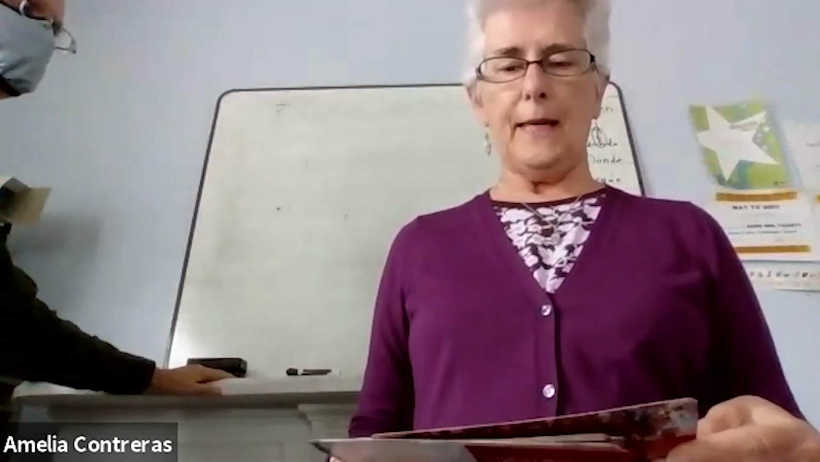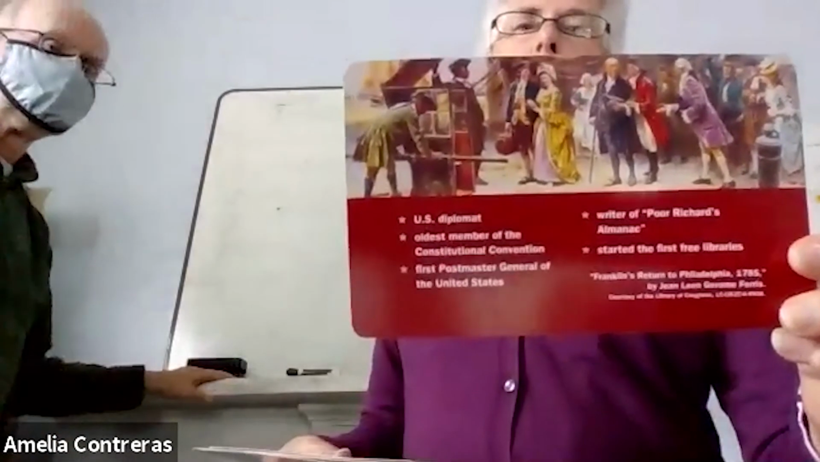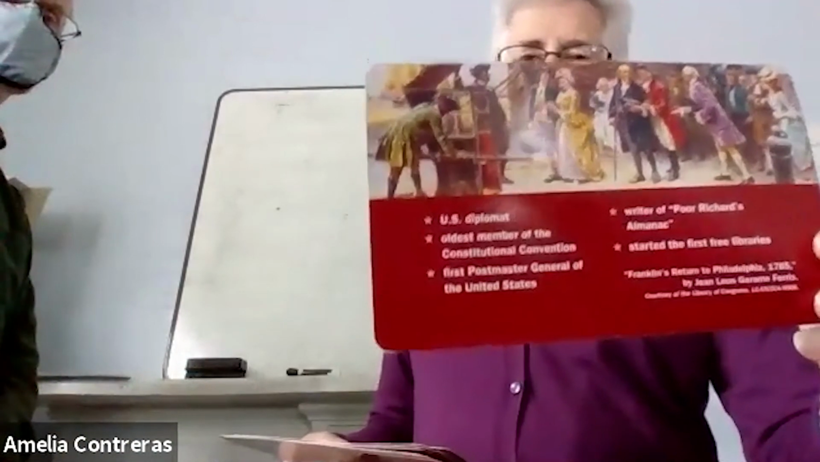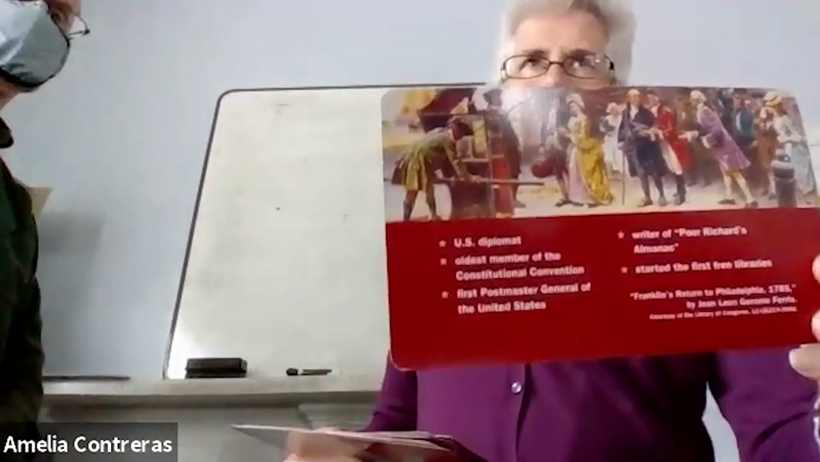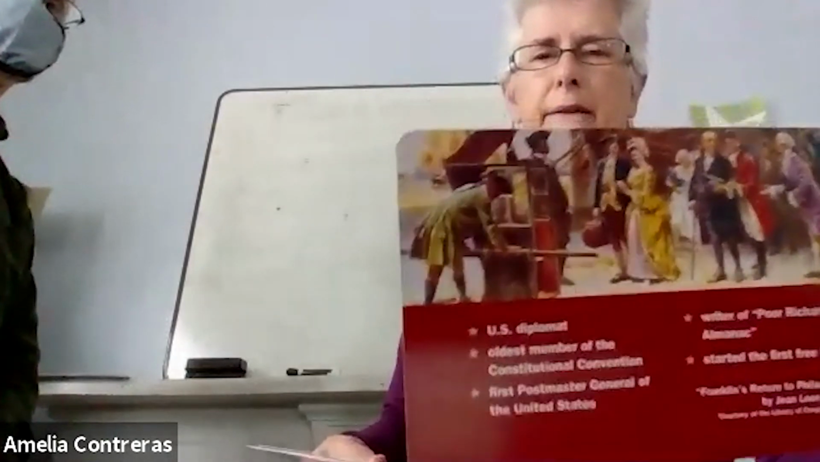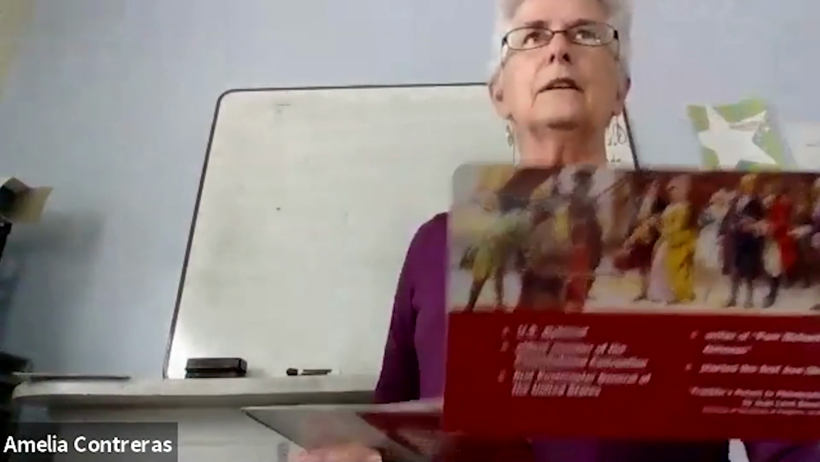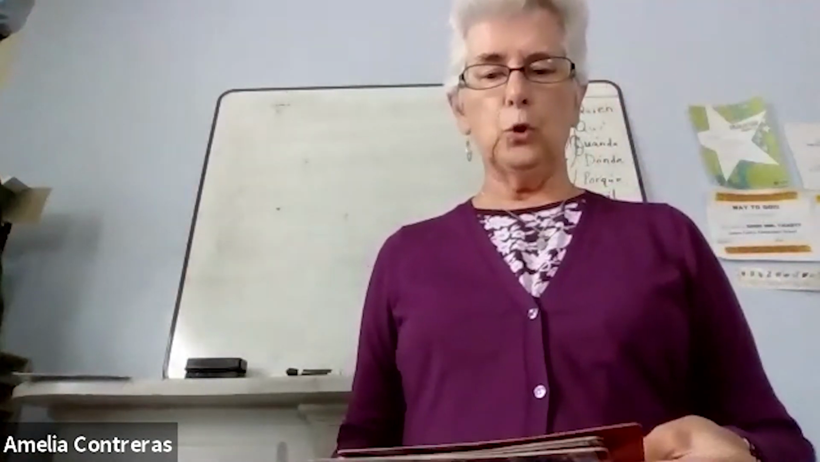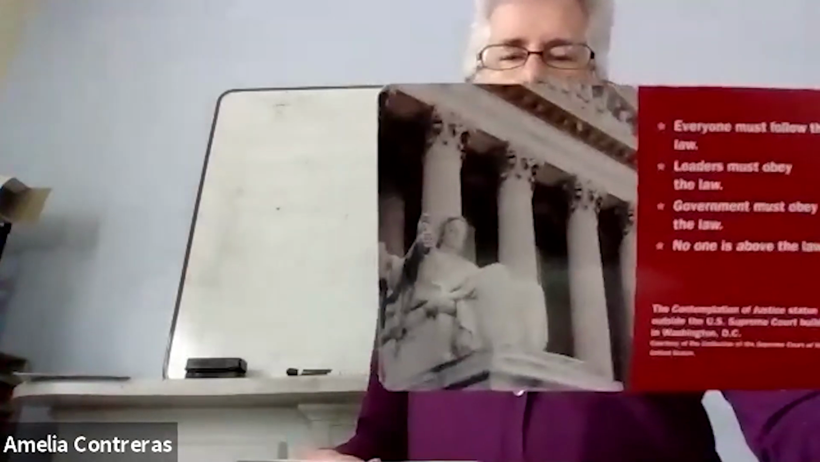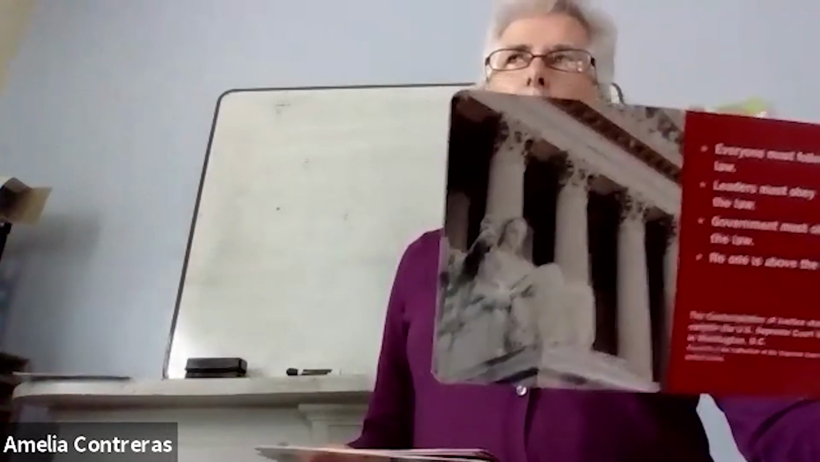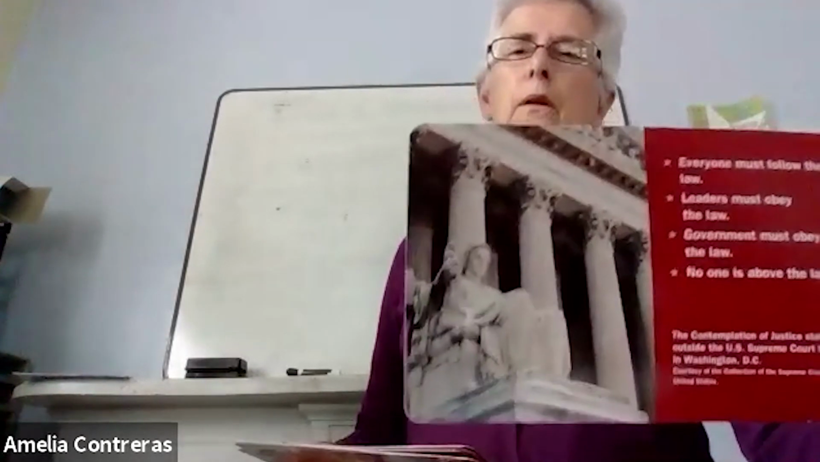What is one thing Benjamin Franklin is famous for? U.S. diplomat, oldest member of the Constitutional Convention, first Postmaster General of the United States, writer of Poor Richard's Almanac, started the first free library. Usually U.S. diplomat is the easiest one to remember. What is the rule of law? Everyone must follow the law. Leaders must obey the law. Government must obey the law. No one is above the law.